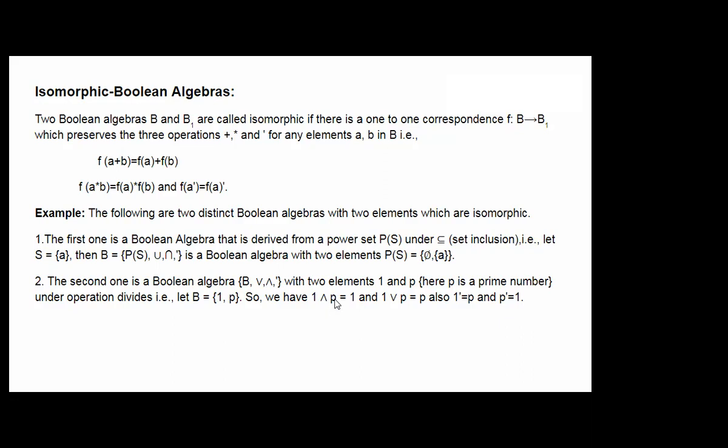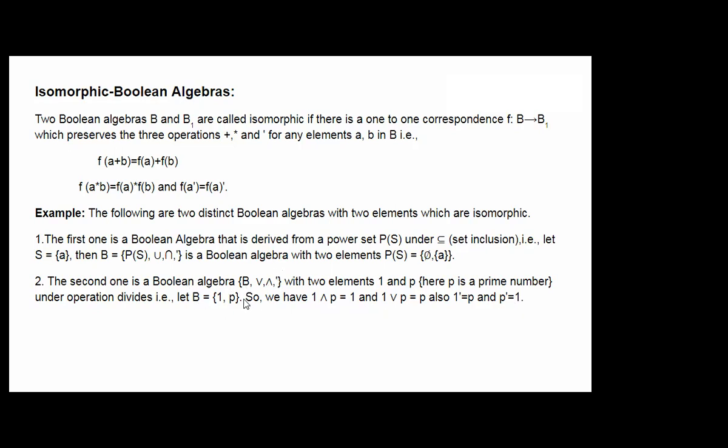Okay. What prime numbers are there? 2, 3, 5, 7, 11. Prime numbers are only divisible by 1; no other element can divide that prime number. Okay, this is the definition of a prime number. B is equal to {1, P}, and P is any prime number. 1 and P is giving us 1, and 1 or P is giving us P. Also, 1 dash is equal to P and P dash is equal to 1.